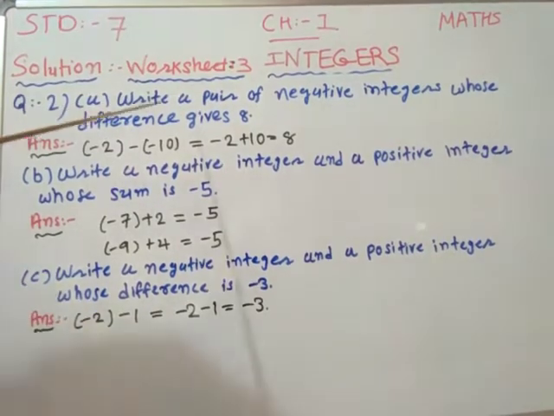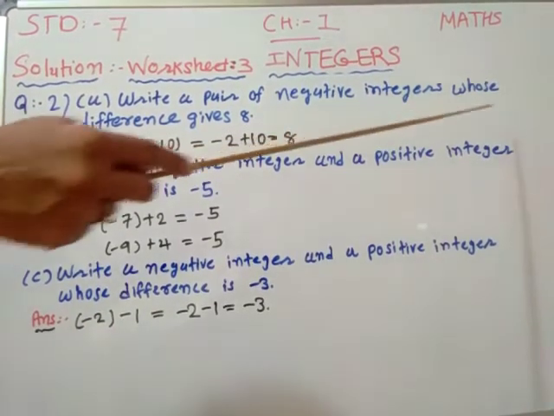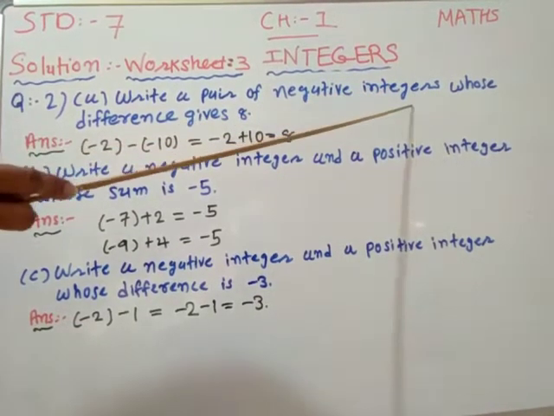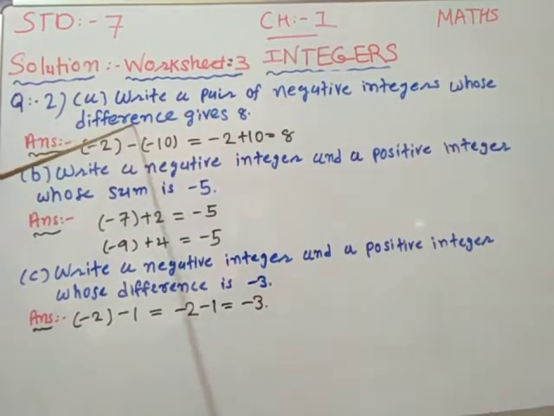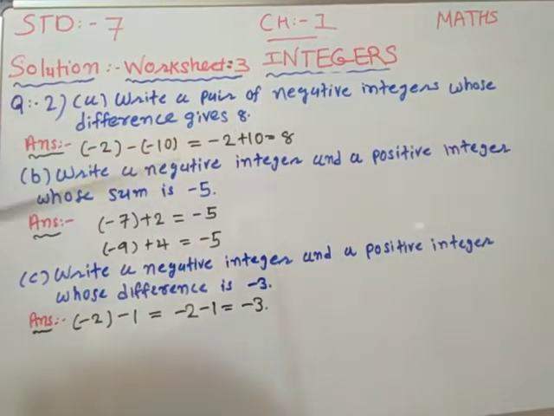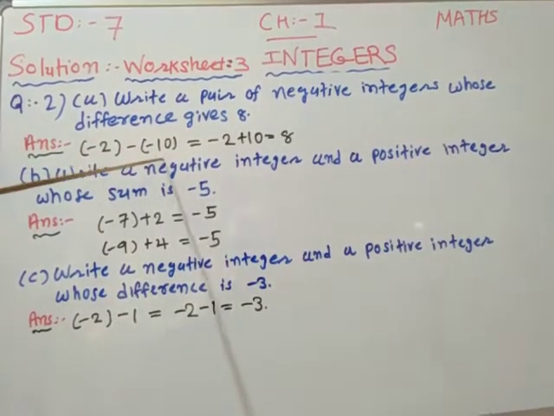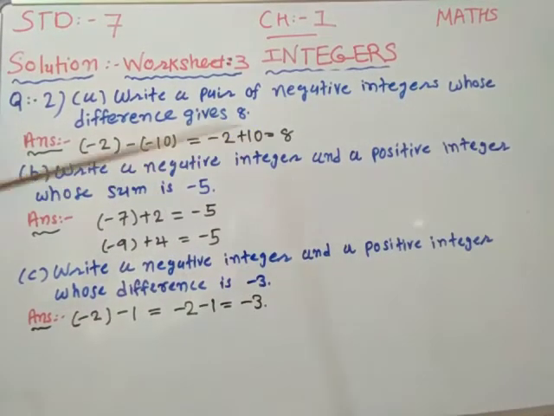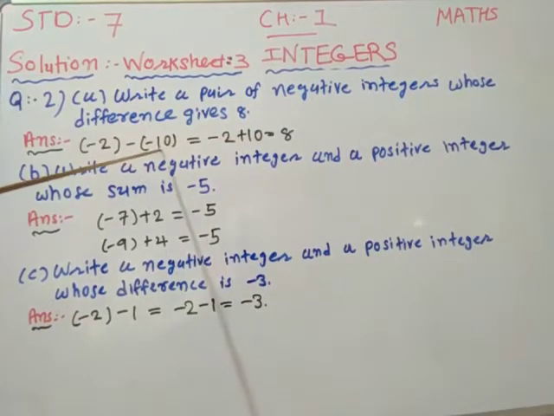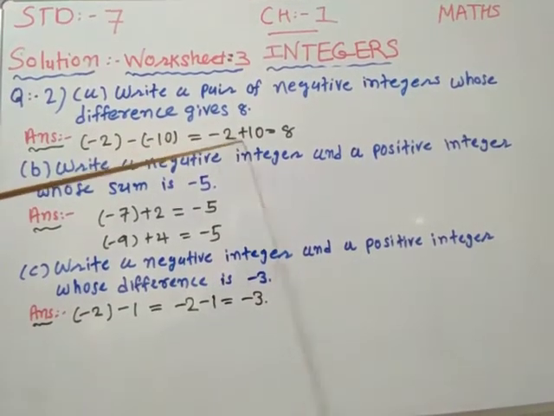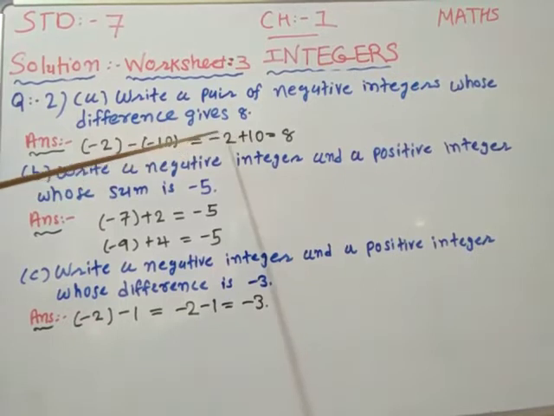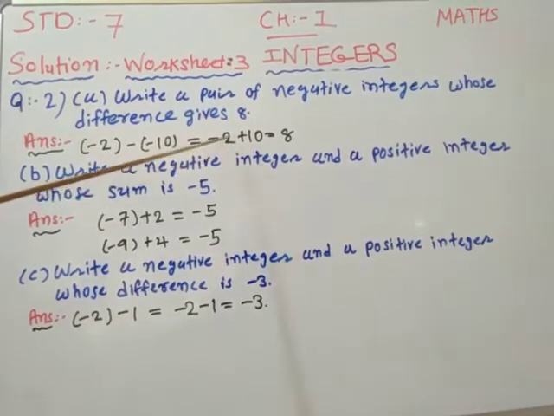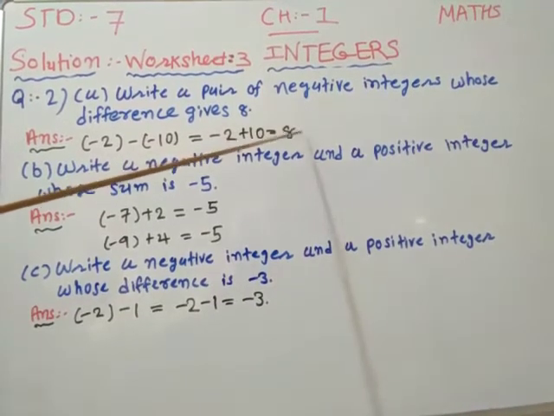Question 2a. Write a pair of negative integers whose difference gives 8. It means we have to take two negative integers whose difference, that is subtraction, gives 8. So let's take two negative integers, minus 2 and minus 10. The subtraction of these two integers gives 8. How? Minus 2 minus minus 10: minus minus becomes plus, so minus 2 plus 10. Minus plus, again it's a minus, and the sign will be of the bigger digit. So minus 2 plus 10 is equal to 8.